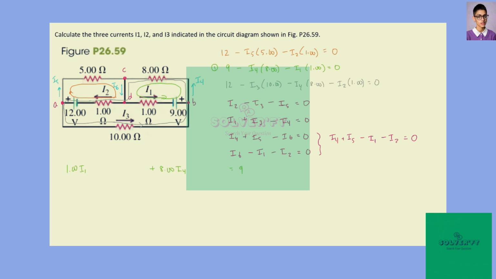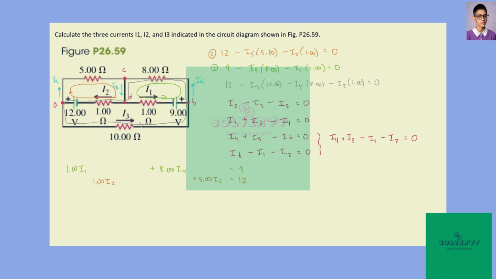And now we can take the equation that I'd written in orange, and it's going to be my second row, where I'm going to have 1.00 times I2 plus 5.00 I5 equals 12.